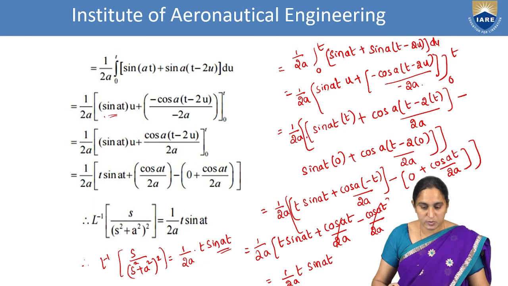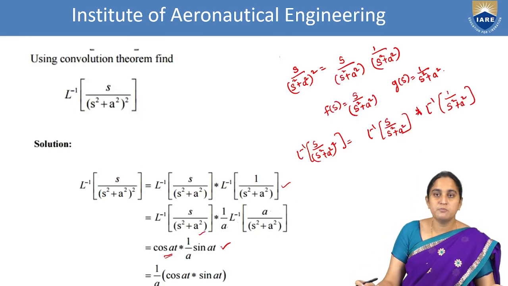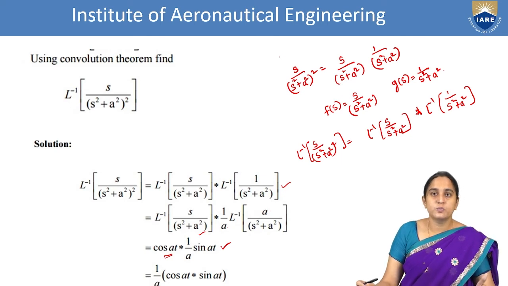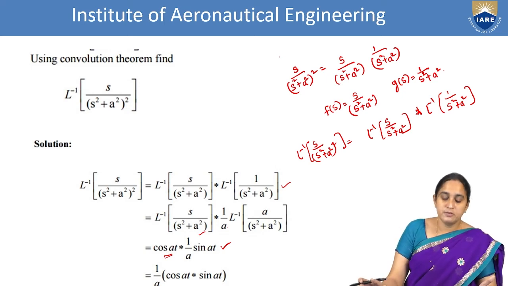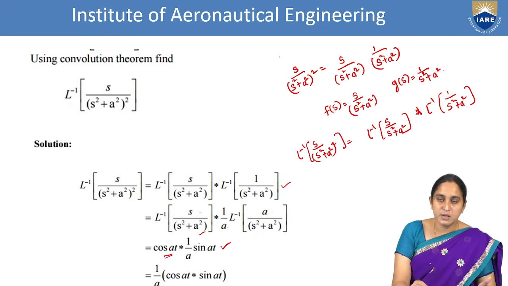Last question, very typical question. If you know the formulas only, we get the solution easily for this type of questions. Once again, I'll repeat the procedure for the third question. What is the form of the third question here? Laplace inverse of s by (s square plus a square) whole square. From that, I'll divide the functions like Laplace inverse of s by (s square plus a square) star Laplace inverse of 1 by (s square plus a square) form. For that, Laplace inverse of s by (s square plus a square) is equal to what?